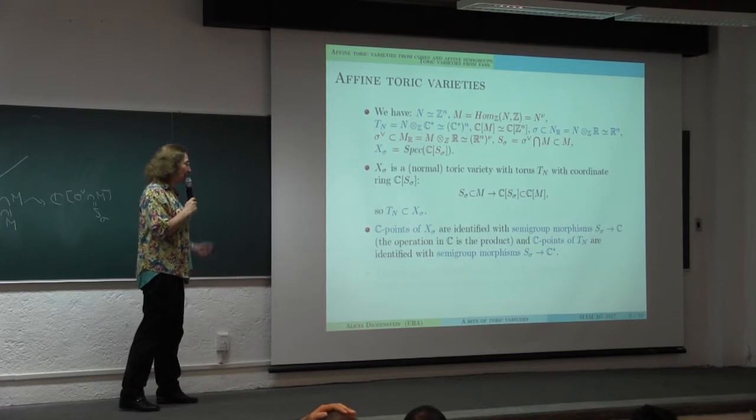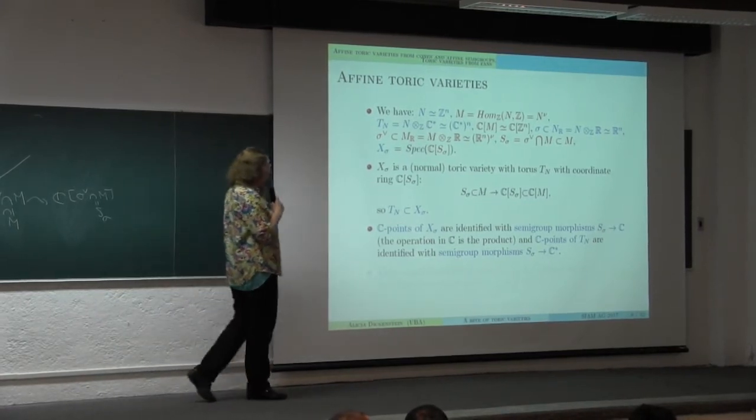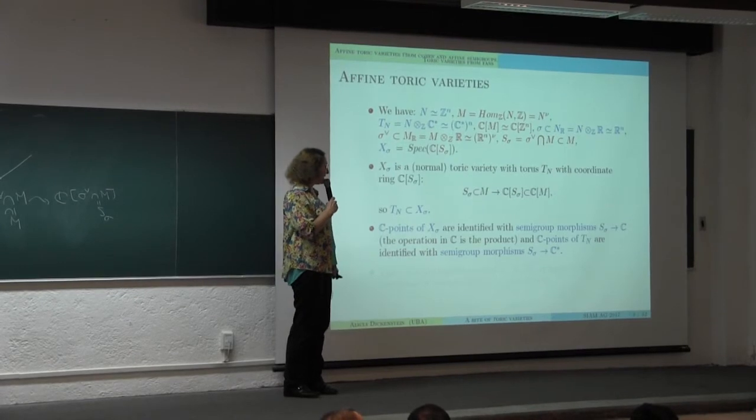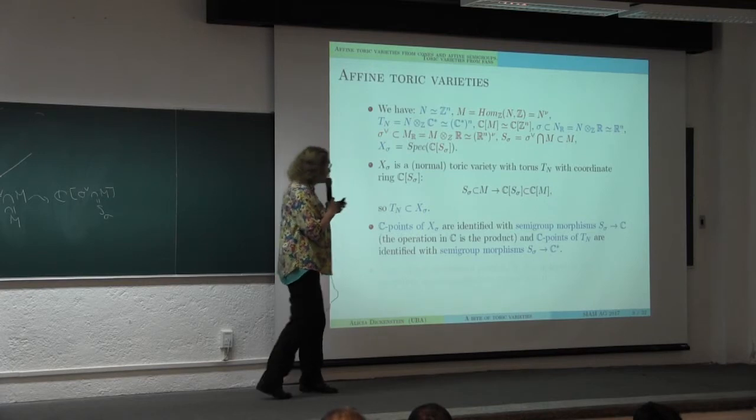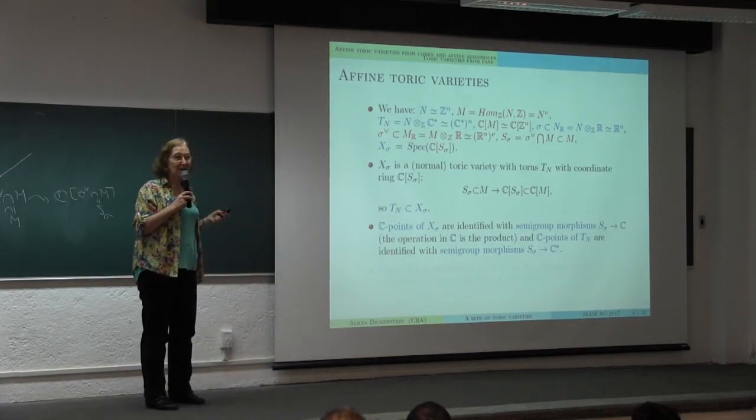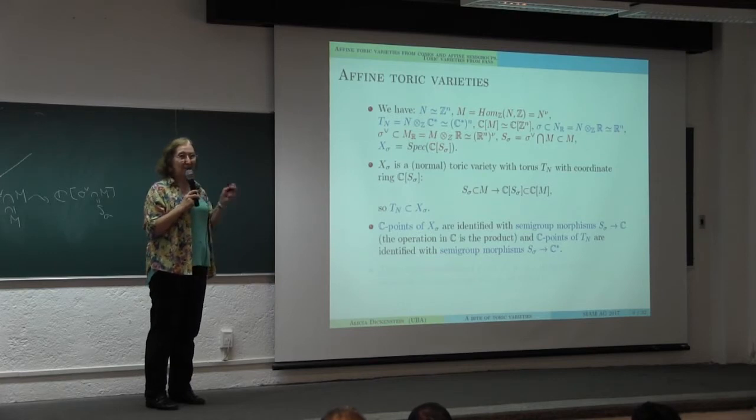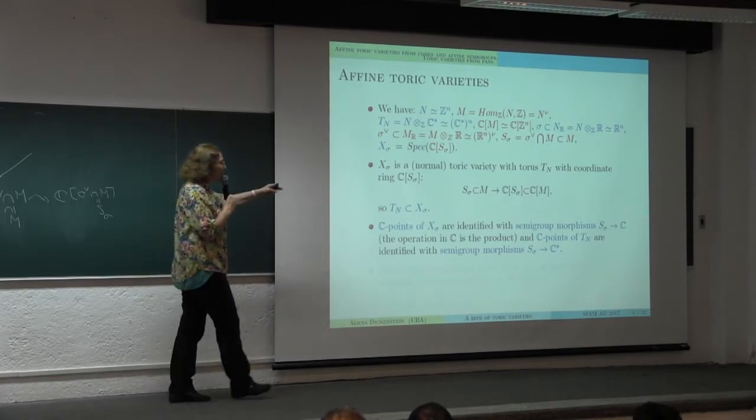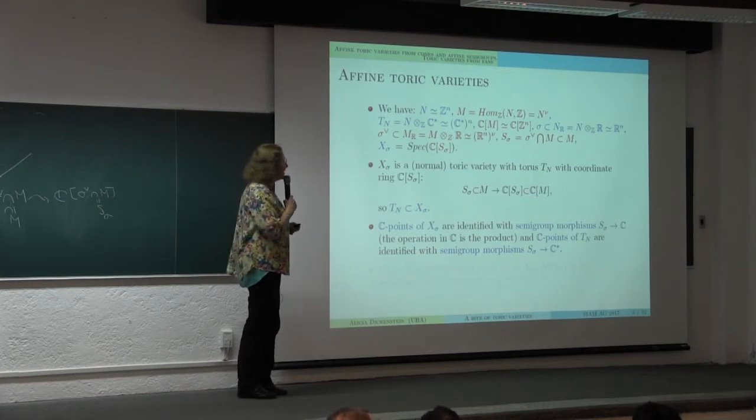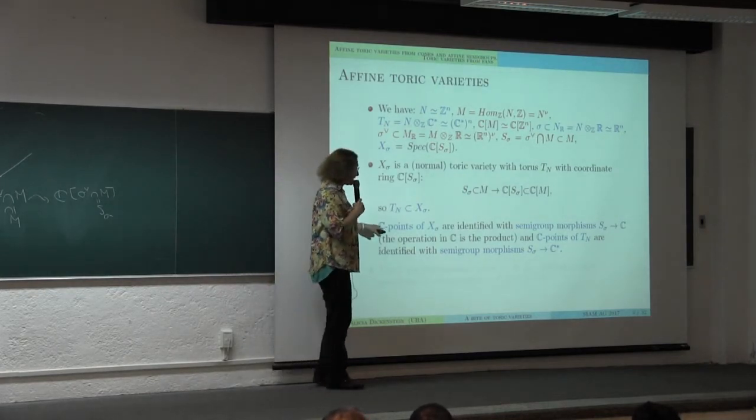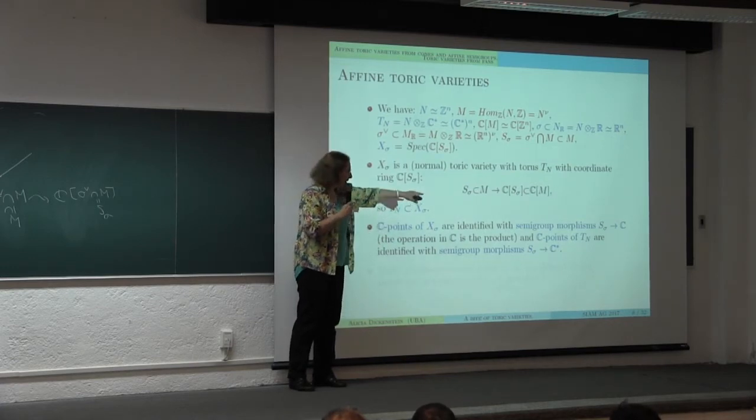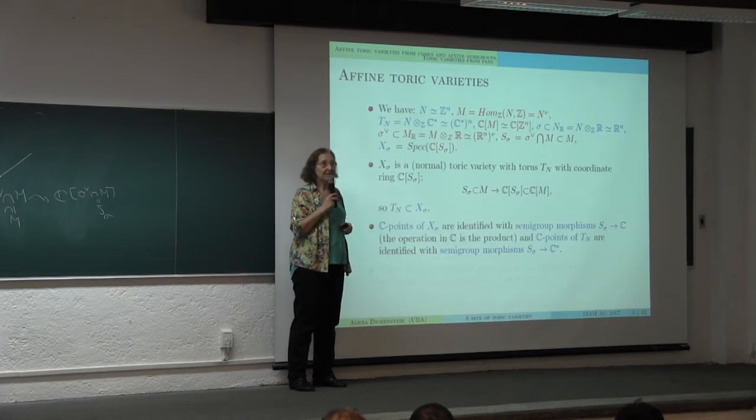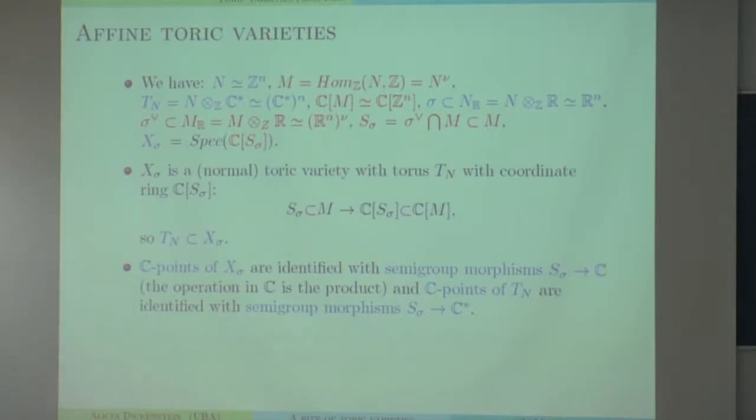And then it is not difficult to see that the C-points of X sigma, the points of X sigma with values in C, are just given by semigroup morphisms from S sigma to C. The operation in S sigma is addition, and the operation in C is coordinate-wise multiplication. In C it is the multiplication. And what happens is that these are the points of X sigma, and the torus are those semigroup morphisms with values in C star. This is the torus which is inside X sigma. Okay?